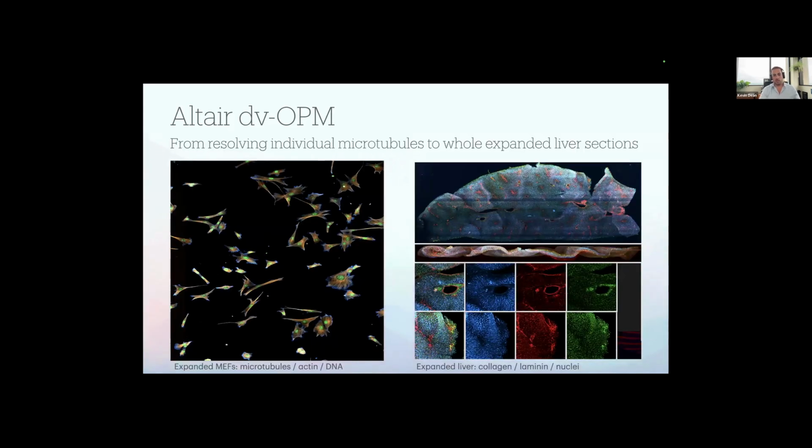So we've done a couple of prototype experiments. I'm pretty excited that you could actually see individual microtubules in expanded cells with a photography lens, which I think is pretty cool. And then we can also image things that are quite large, like an expanded liver specimen, which can span upwards of 100 millimeters after expansion.